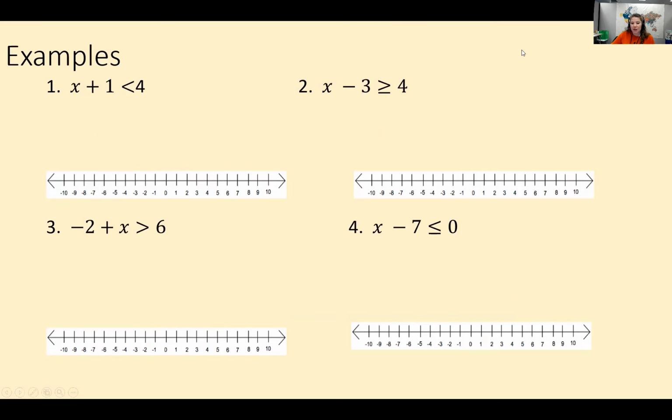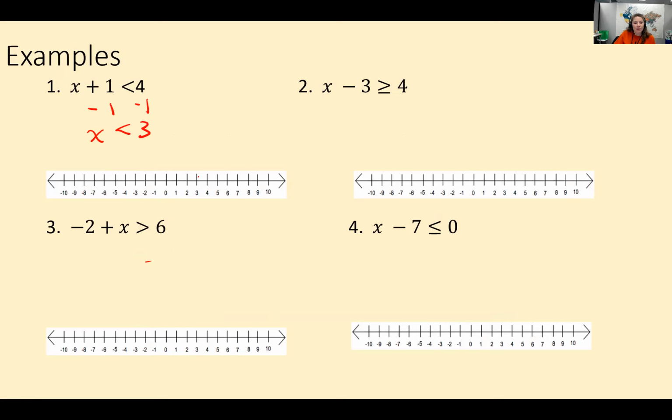So you guys try these few, pause the video and see if you can do them on your own. All right, so the first one, we want x by itself. So how do we get rid of plus 1? We're going to subtract 1 from both sides. So I bring down my x, bring down my inequality sign, and 4 minus 1 is 3.